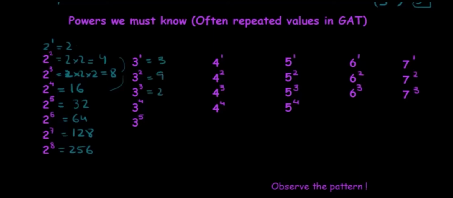3 to the power 1, 3. 3 squared, 9. 3 cubed, 27. 3 to the power 4, 81. That's 243. Just jot them down somewhere. You'll be going through them, so that when the numbers come up, it's like, oh God, I've seen this before.